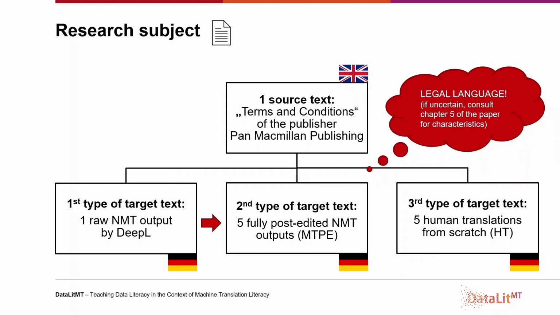For our second type of target text, we selected 5 fully post-edited NMT outputs. And for the last type, we selected 5 human translations from scratch. All target texts are in German. If you like, you can download the texts from our repository and follow the analysis step by step. You can find the link in Chapter 4 of the paper.